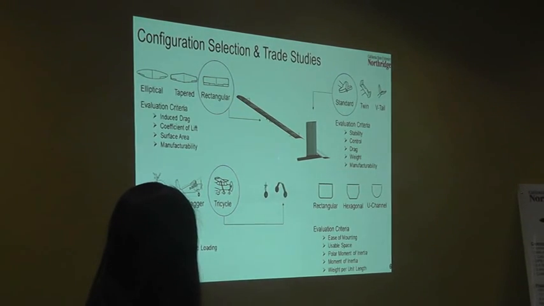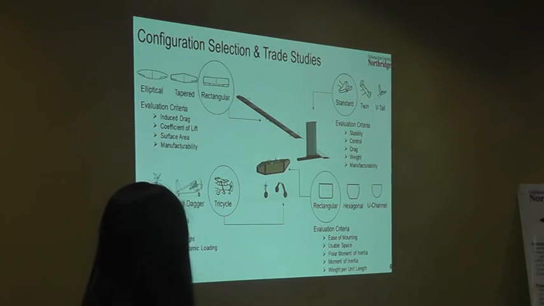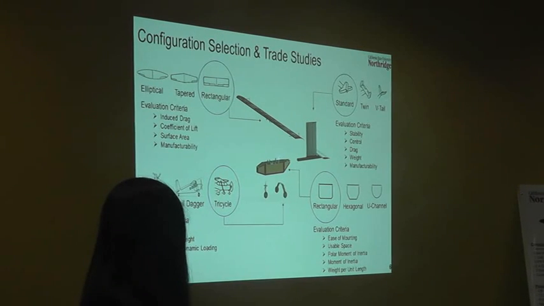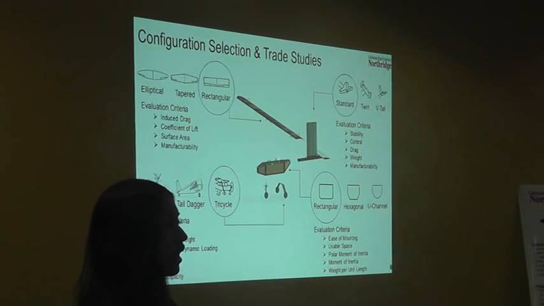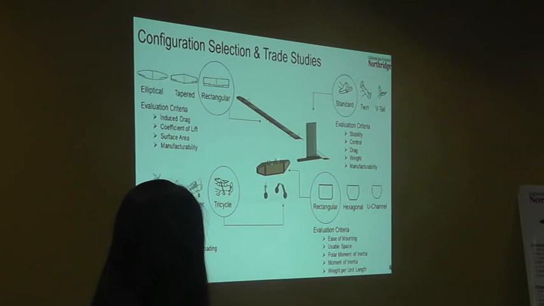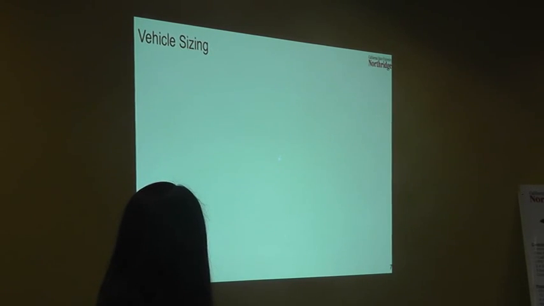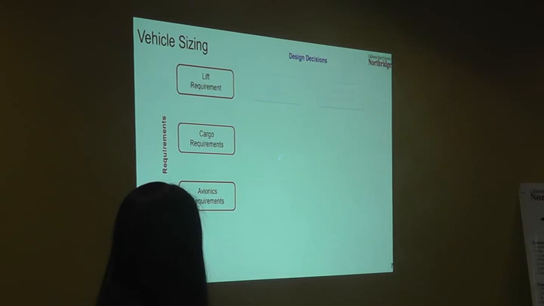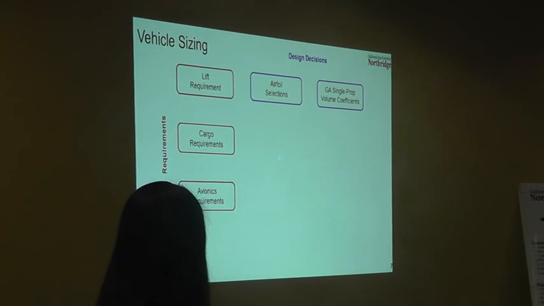And last, our fuselage, where we chose a rectangular shape, keeping in mind the weight, the packaging, as well as the structural integrity. So now it was time for vehicle sizing. We started with our requirements of lift, cargo, and avionic requirements, followed by our airfoil selection, and our selection of general aviation single prop.